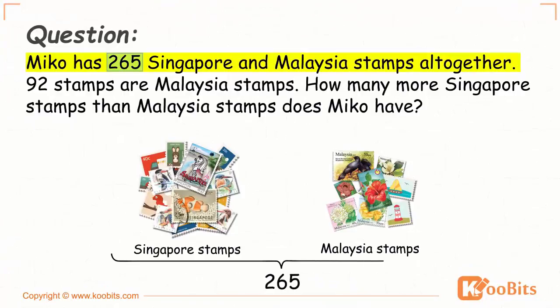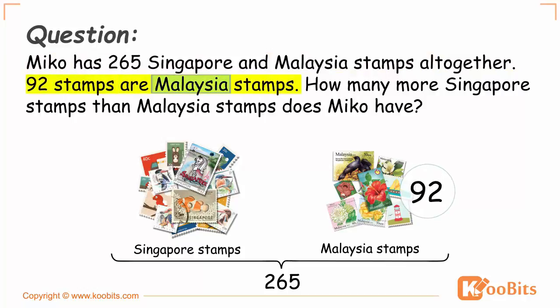Miko has 265 Singapore and Malaysia stamps altogether. 92 stamps are Malaysia stamps. How many more Singapore stamps than Malaysia stamps does Miko have?